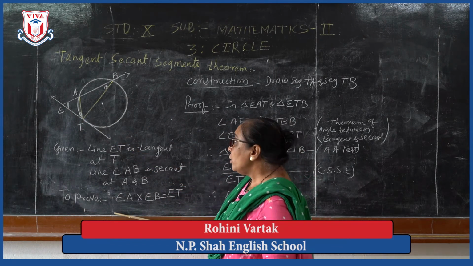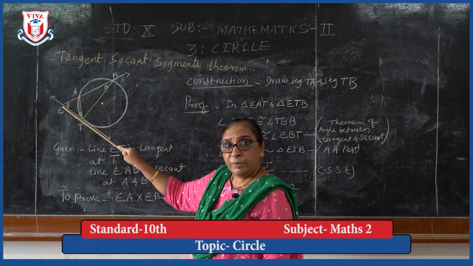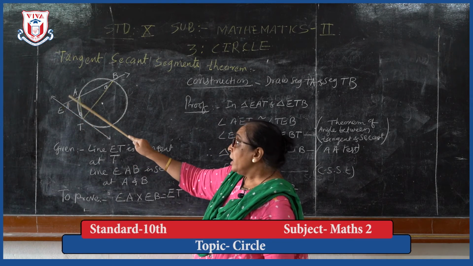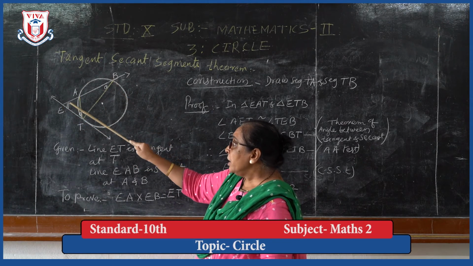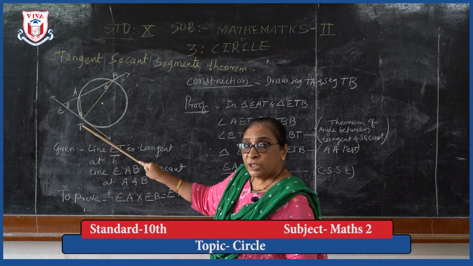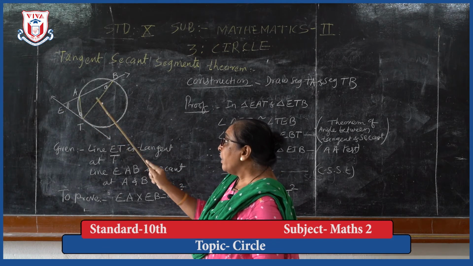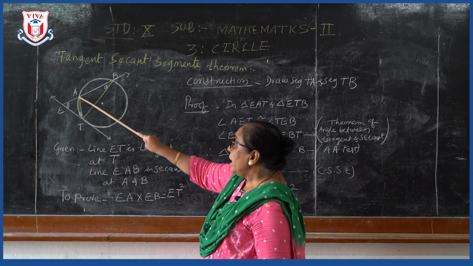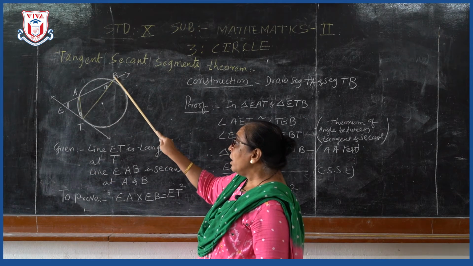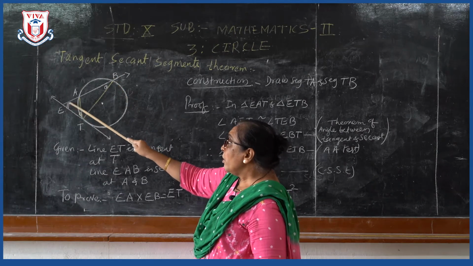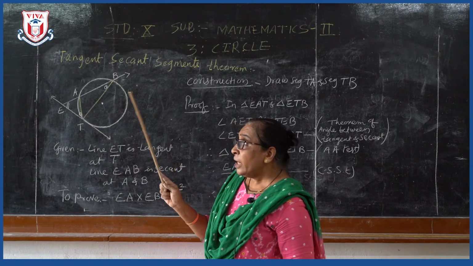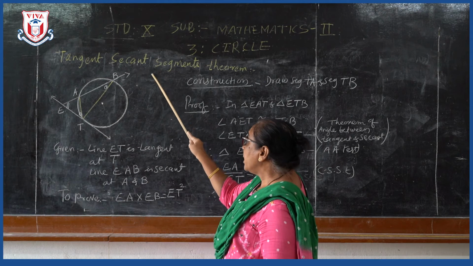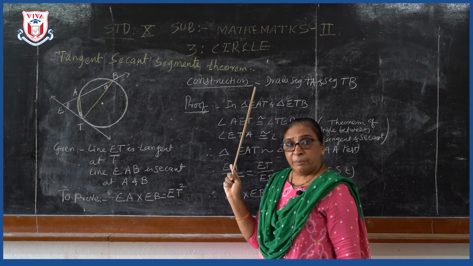So again here also we have to start from the point of intersection. EA multiplied by EB is equal to ET square. ET is the tangent segment, and here EA is one segment, EB is another segment which is formed on this secant, and therefore it is called the tangent secant segment theorem.